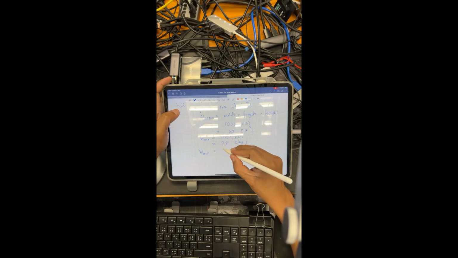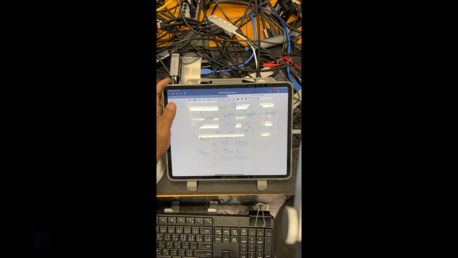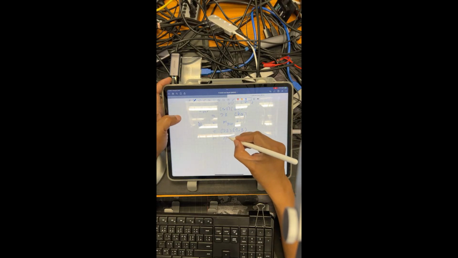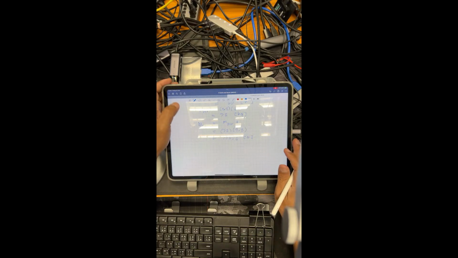Now we convert the mass to the weight. Weight is the mass of that object times the gravitational acceleration on Earth, 9.8, or sometimes you say 9.81. Put it into the calculator and you're going to have 705.6, and the unit for the force or the weight is Newton.